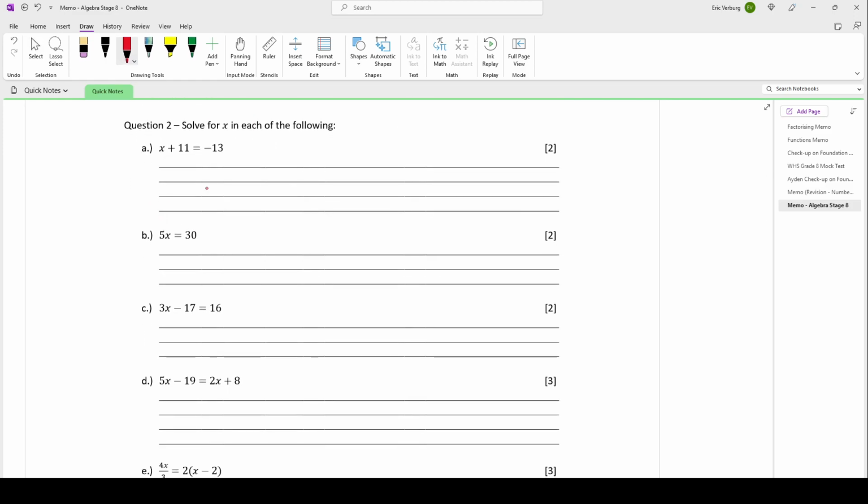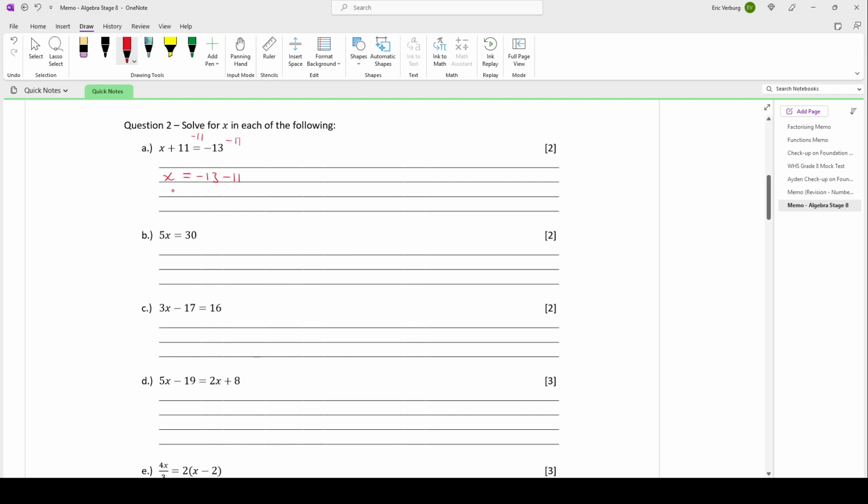Question 2. Solve for x in each of the following. So we want to get x by itself. To get x by itself, what do we need to get rid of on the left? We need to get rid of the plus 11. So to get rid of the plus 11, we minus 11 on both sides. Because if we minus 11 here, then that cancels out, right? That's the whole reason why we minus it. And we minus it here as well.